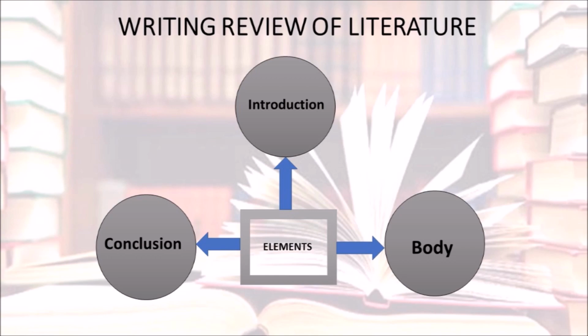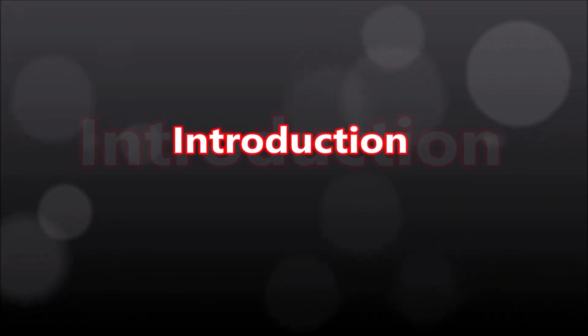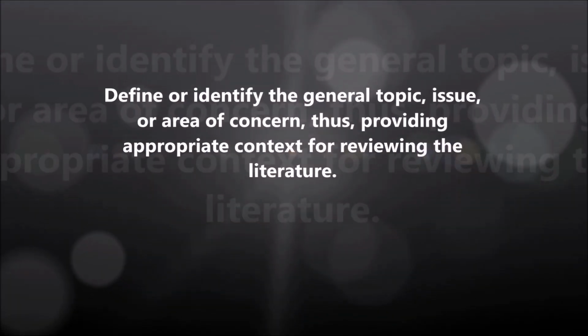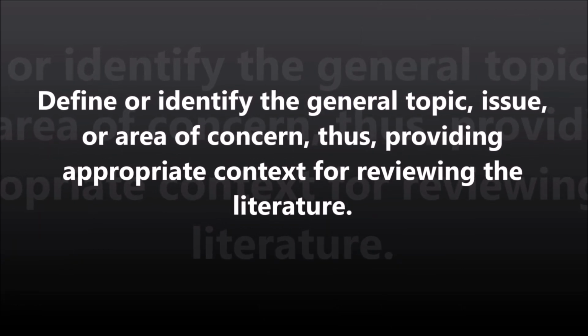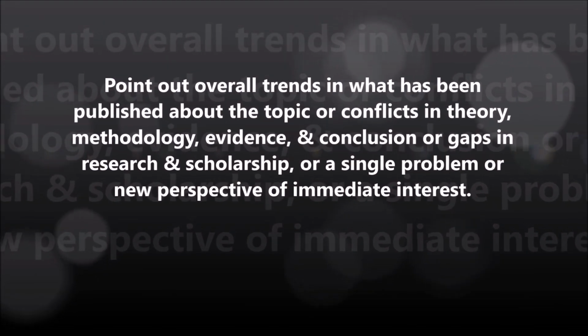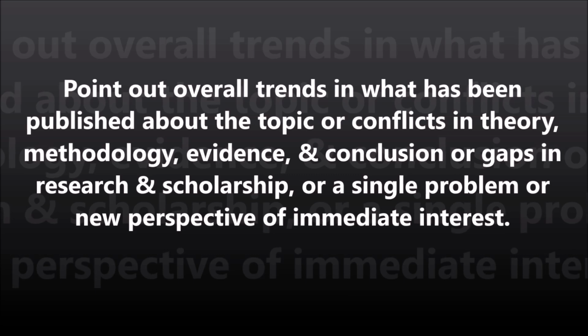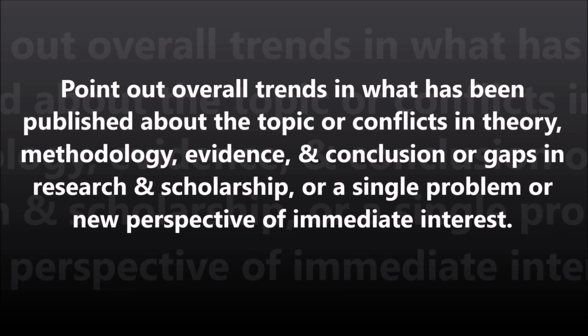First we will see how to write the introduction. While writing the introduction, the following steps should be kept in mind. You need to define or identify the general topic, issue or area of concern, thus providing appropriate context for reviewing the literature. Point out overall trends in what has been published about the topic, or conflicts in the theory, methodology, evidence, and conclusion, or gaps in research and scholarship, or a single problem or new perspective of immediate interest.